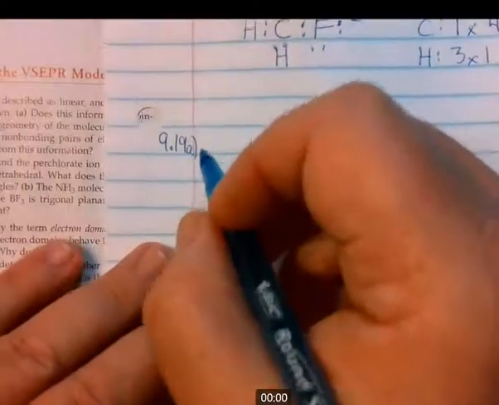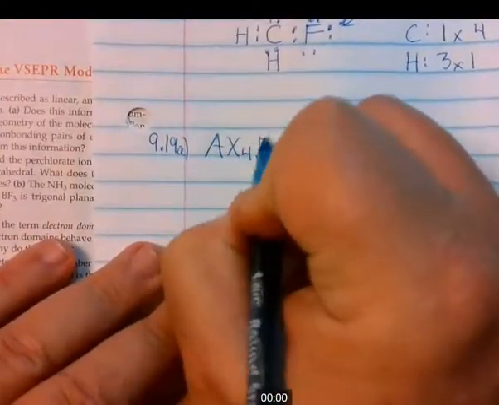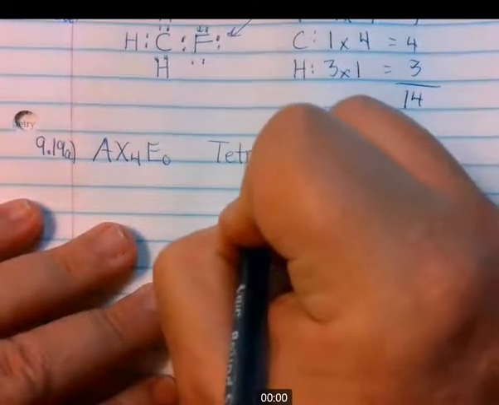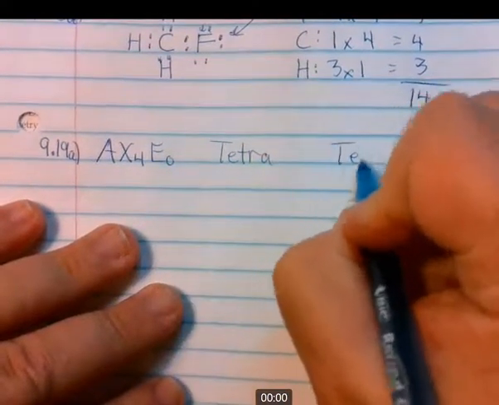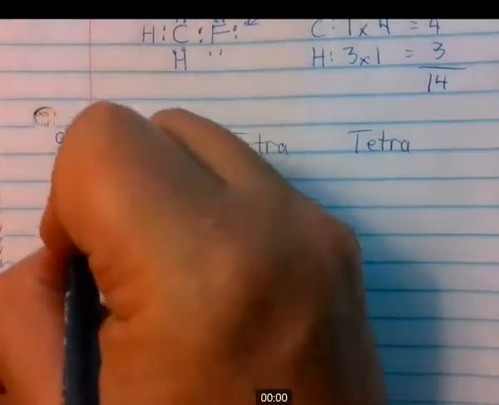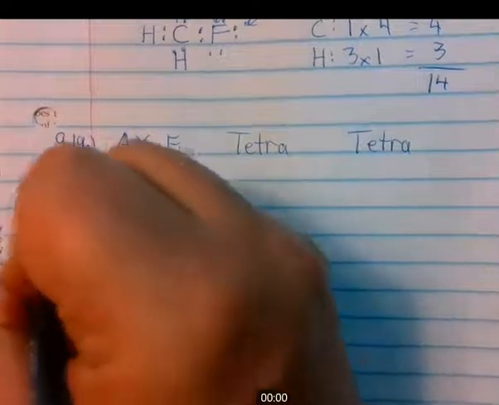Okay, so go ahead and write out the AX notation for that. And it's tetra and tetra. Okay, for B, and I want you to skip a line between every question.